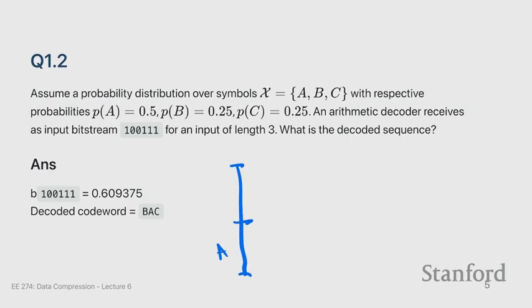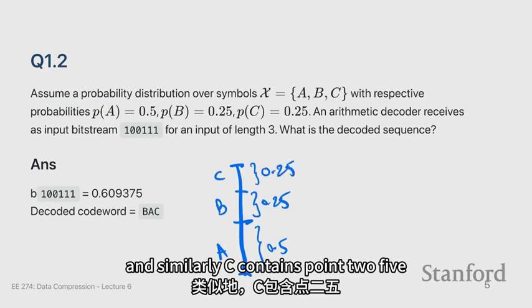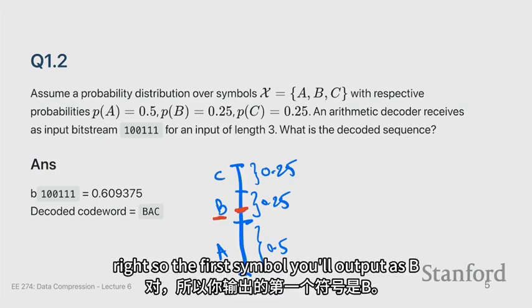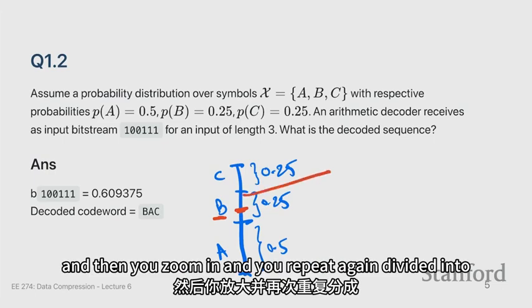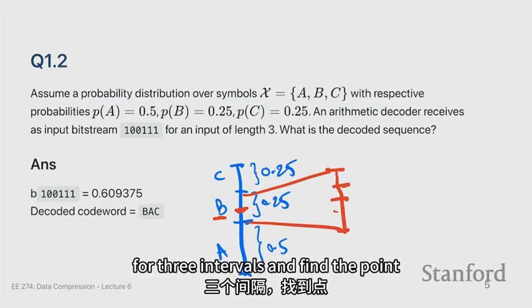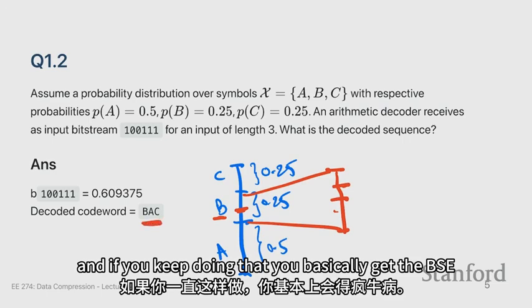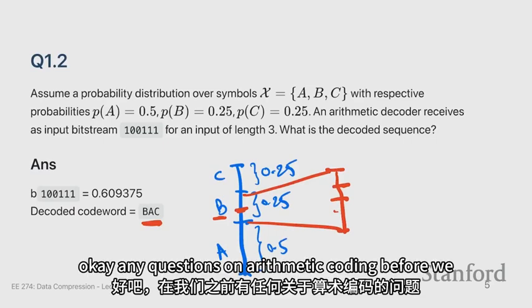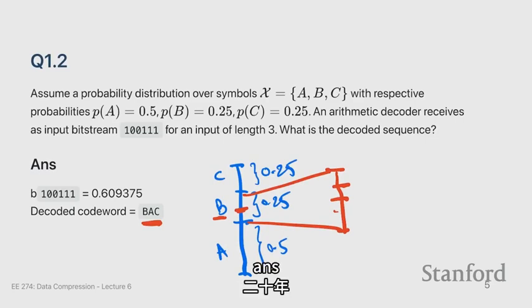Our A contains 0.5 mass, B contains 0.25, and similarly C contains 0.25, and your number is somewhere here. So the first symbol you output is B. Then you zoom in, divide into 3 intervals again, and find the point. If you keep doing that, you basically get BAC as your output. Any questions on arithmetic coding before we get started with ANS?